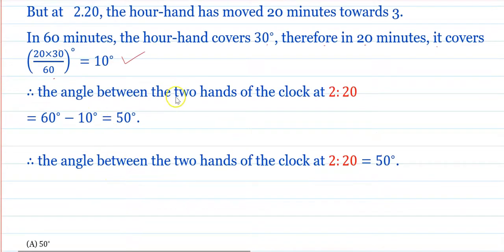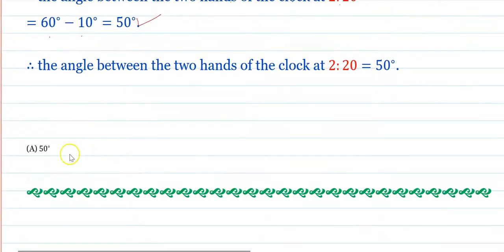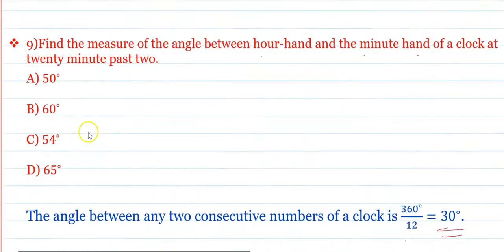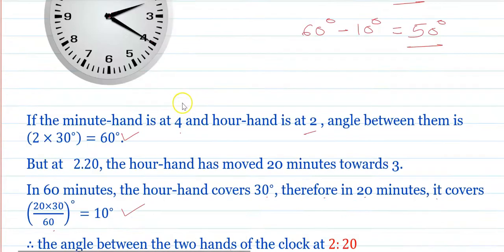And therefore the angle between the two hands of the clock at 2:20 is 60 minus 10, that is equals to 50 degree. Okay, and hence option A is the correct one.